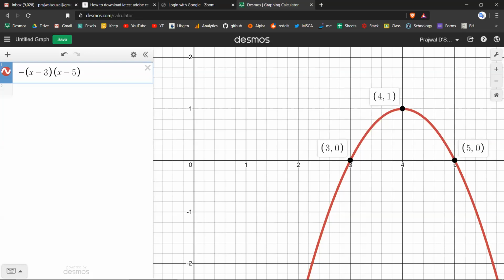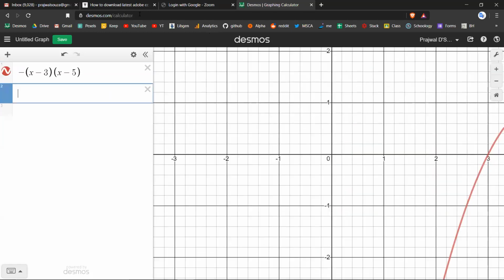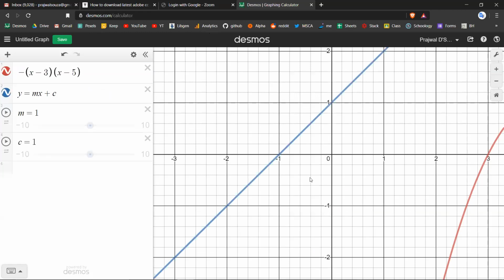I'm asking why it should give a shape like a parabola. I think I've explained this before, and I don't want to explain it again, but still, what does the equation y is equal to mx plus c give us? Come on, tell me. y is equal to mx plus c. A line, right?